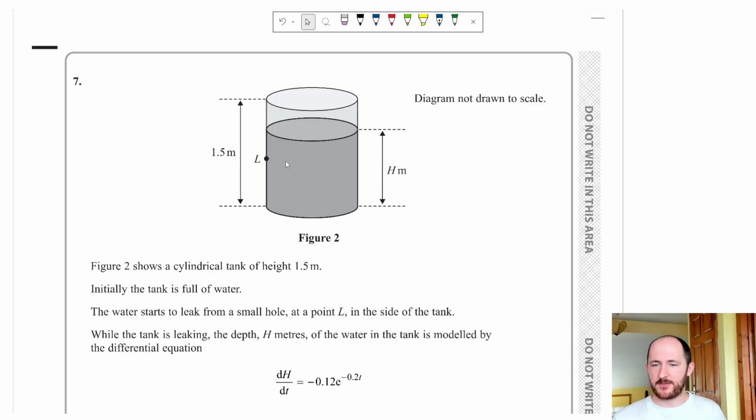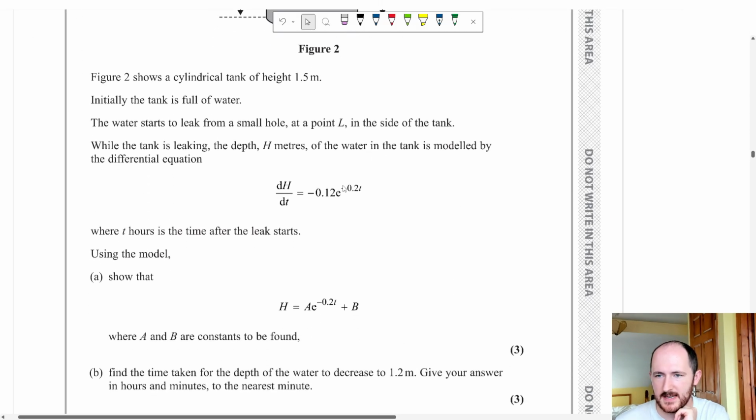Okay, here we have a differential equation question. We have a cylindrical tank of height 1.5 meters. It's initially full and then it starts to leak from a hole at this point here. While the tank is leaking, the depth of the water in the tank is modeled by this equation, where t hours is the time after the leak starts. Using the model, show that h is equal to this expression.